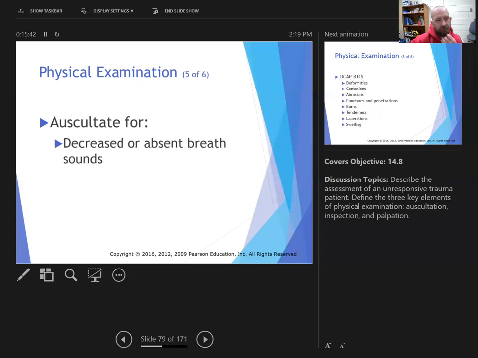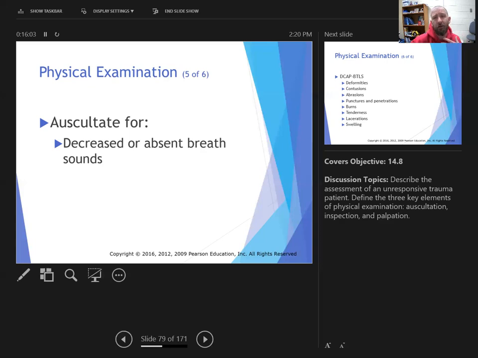When we listen, we're going to be listening basically for breath sounds. That's all we're really listening for here. And we're going to listen for decreased breath sounds or absent breath sounds. We can also listen for noises, abnormal noises.